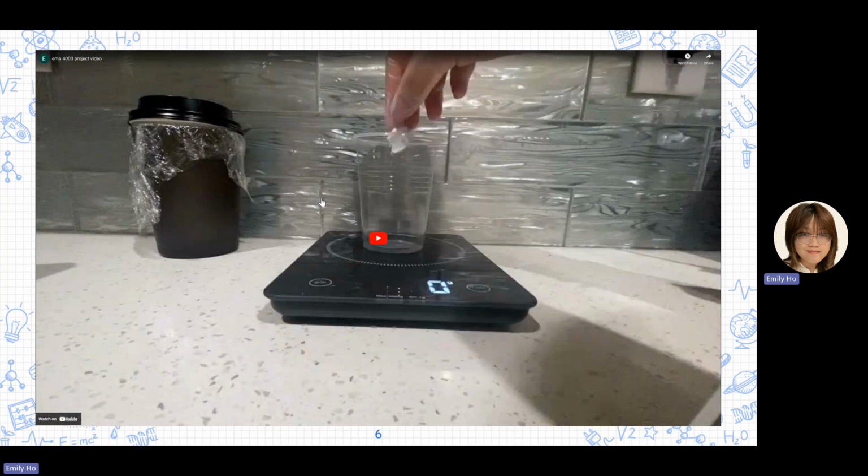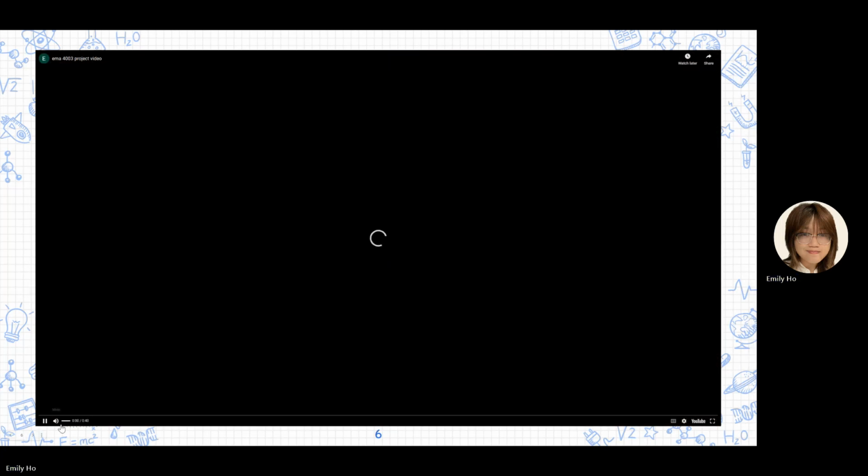Next, I'll show you a video, kind of a time lapse, of how I did the experiment. Before starting the experiment, it's important to use the correct PPE. For this experiment, I only needed gloves. So I'll start playing.